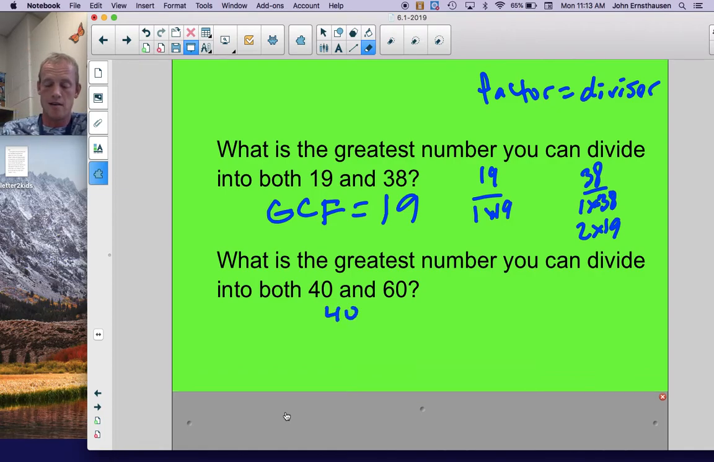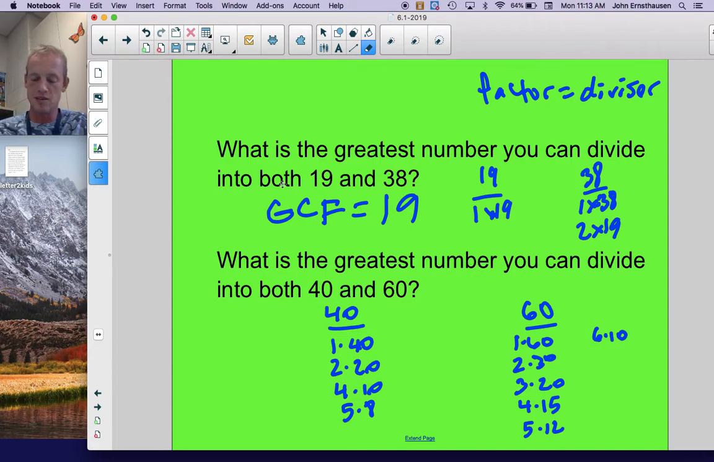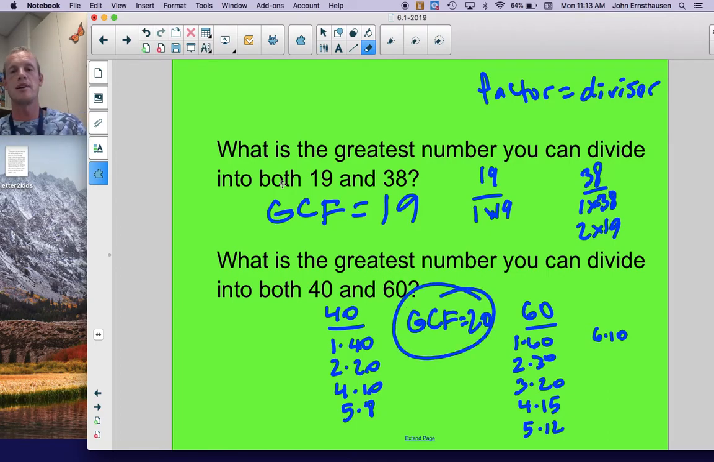Okay, hopefully you're back. It says, what is the greatest number you can divide into both 40 and 60? So we're going to be listing out the factors of 40 and 60, and there are a lot. 1 and 40, 2 and 20, 4 and 10, 5 and 8. For 60, 1 and 60, 2 and 30, 3 and 20, 4 and 15, 5 and 12, 6 and 10. So what's the biggest, and sorry about the screen shade there, number in both lists? The greatest common factor here would be 20. That's the biggest number that goes into both.